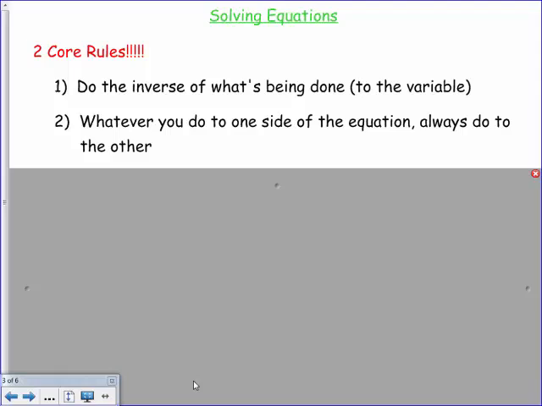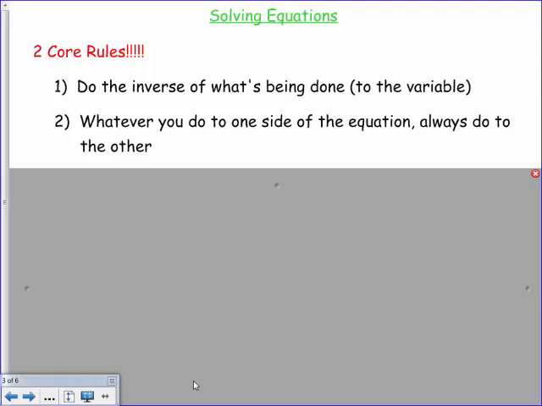All right, when solving equations, I've got 2 core rules that I always follow. Okay, so get these down. The first one is do the inverse of what's being done to the variable. I say that all the time. I look at, what are you doing to the variable? We'll do the inverse. And we'll look at the inverses here in a second. And number 2 says, whatever you do to one side of the equation, always do to the other.